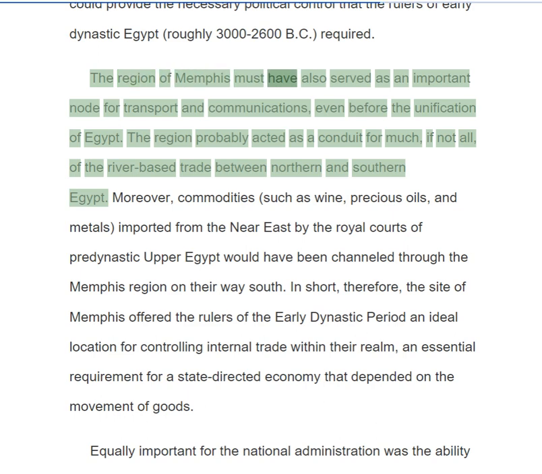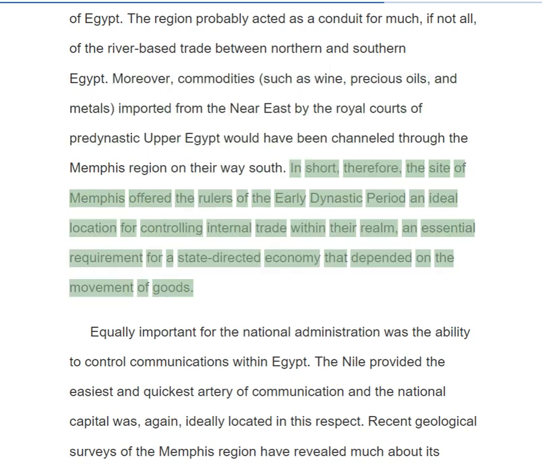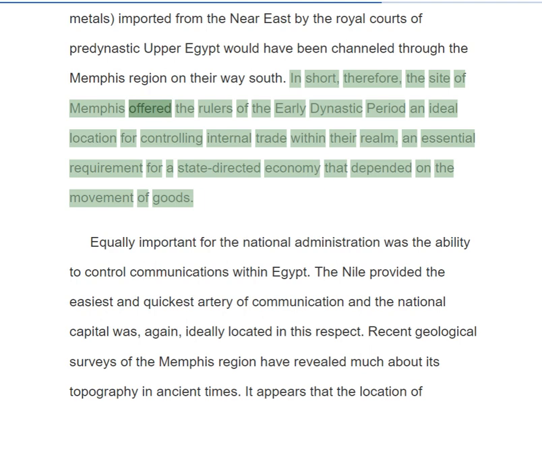The region of Memphis must have also served as an important node for transport and communications, even before the unification of Egypt. The region probably acted as a conduit for much, if not all, of the river-based trade between northern and southern Egypt. Moreover, commodities imported from the Near East by the royal courts of pre-dynastic Upper Egypt would have been channeled through the Memphis region on their way south. In short, therefore, the site of Memphis offered the rulers of the early dynastic period an ideal location for controlling internal trade within their realm, an essential requirement for a state-directed economy that depended on the movement of goods.